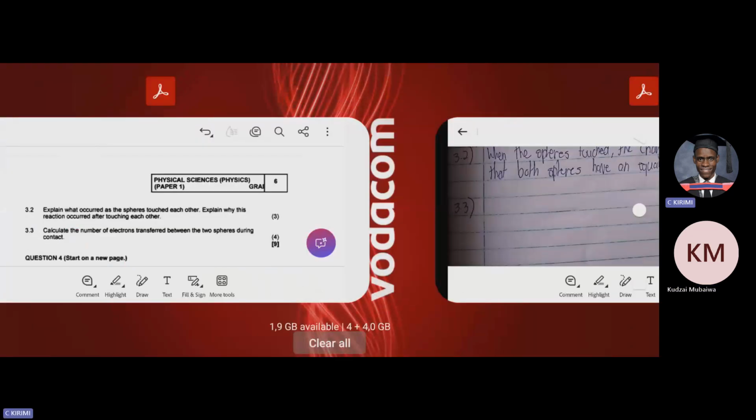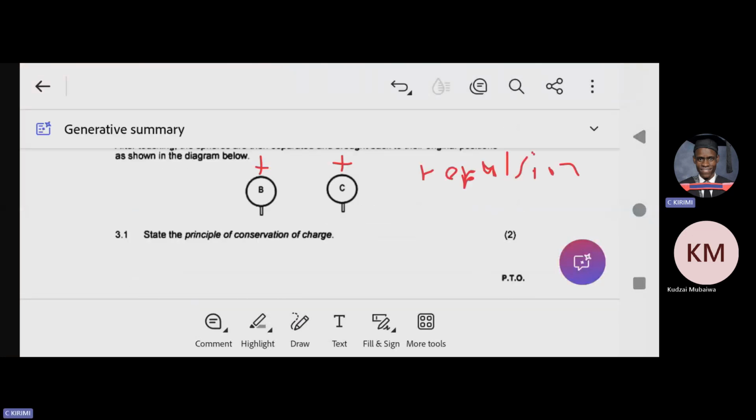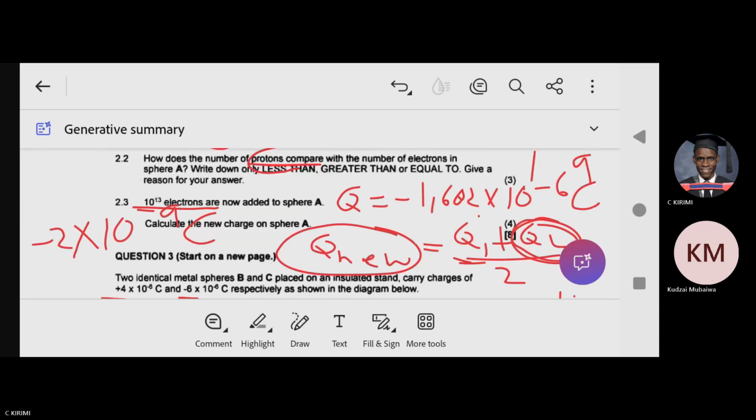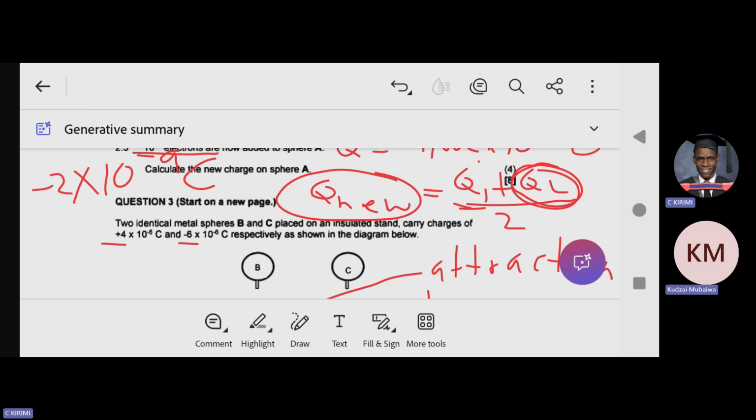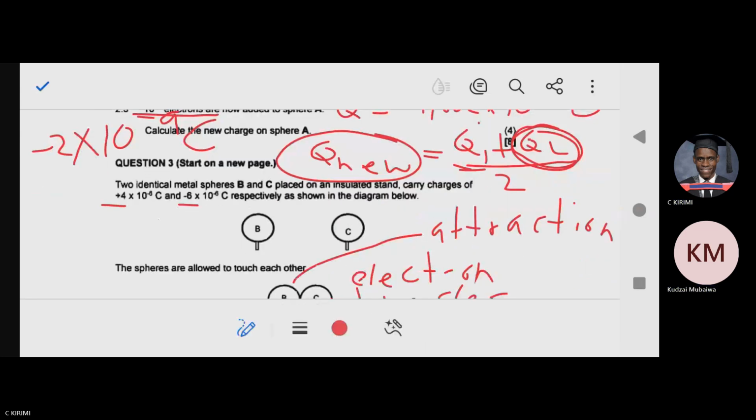Yes, sir. So we are having two charges here, which are positive 4 and negative. So first, when they come into contact, we are going to look for the what? Q new. Can you see the Q new? Yes, sir. Q1 plus what? Plus Q2, over 2. Then you look for the charge that has been transferred, which means Q new minus any of these ones, so that you see the amount of charge that has been transferred.